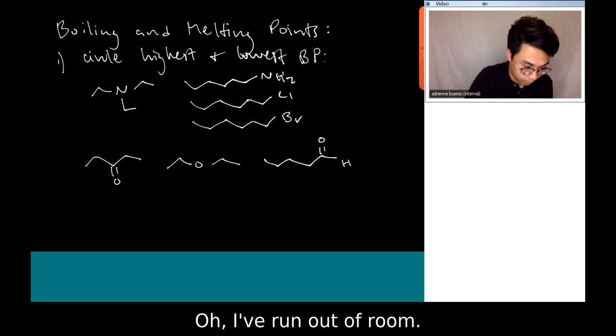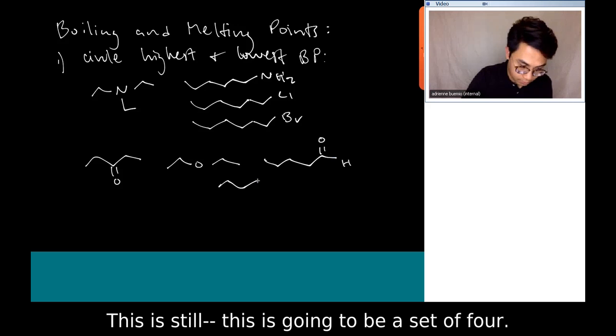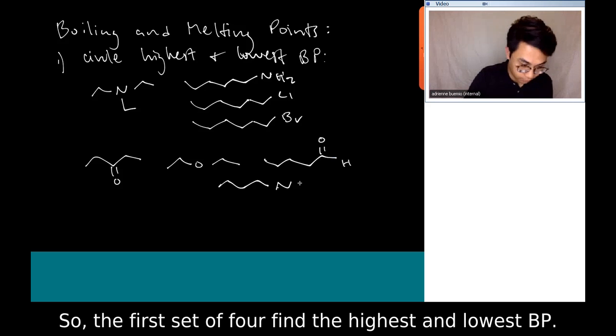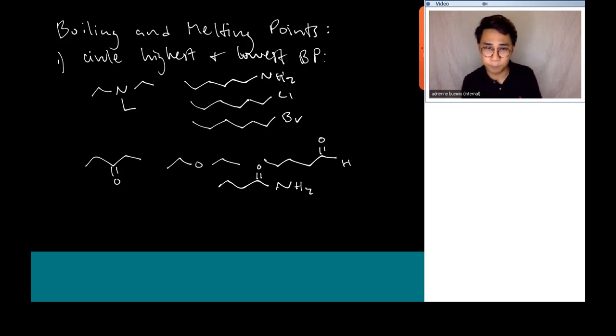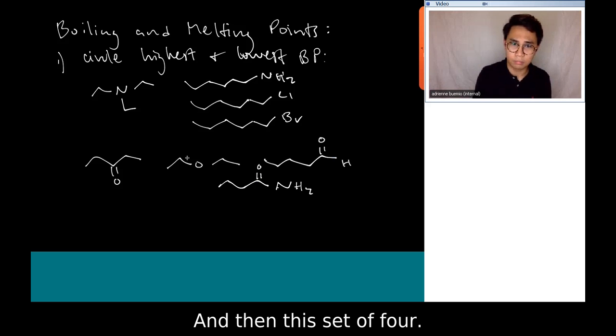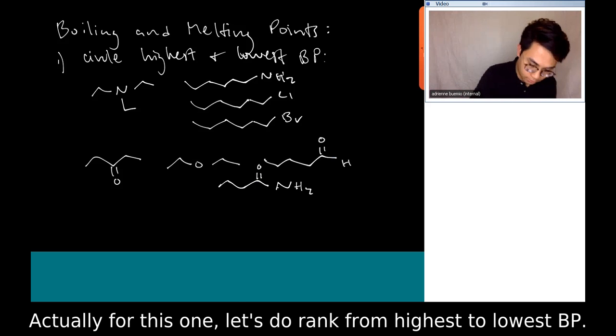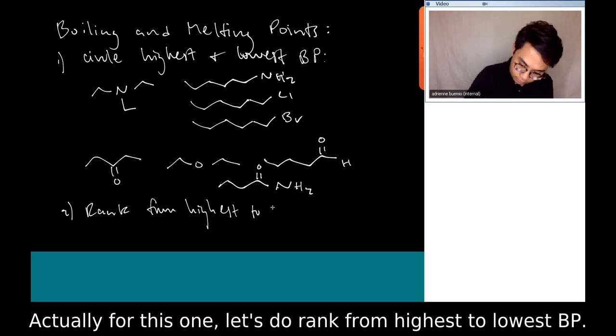Oh, I ran out of room. But this is still going to be a set of four. So the first set of four, find the highest and lowest BP, and then this set of four, and then this set of four. Actually, for this one, let's do rank from highest to lowest BP.